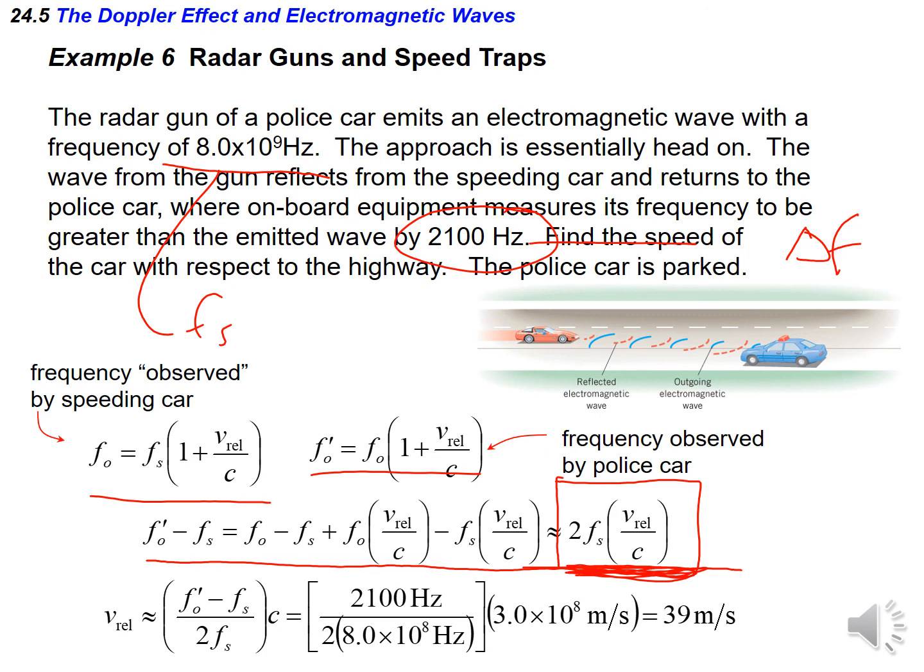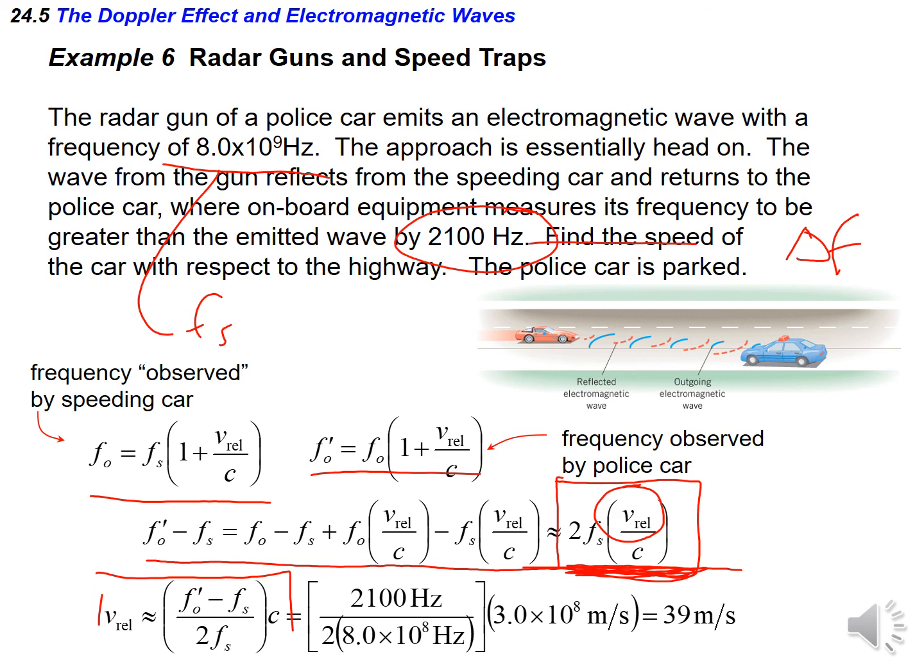That's 2 multiplied by the frequency of the source multiplied by the relative velocity divided by c. In this case we need to get the relative velocity, because we are asked to get the speed of the car with respect to the highway, so we need to get this value. So just derive the formula for that one. We can have this final formula in which relative velocity is equal to f0 prime minus fs over 2fs multiplied by c.